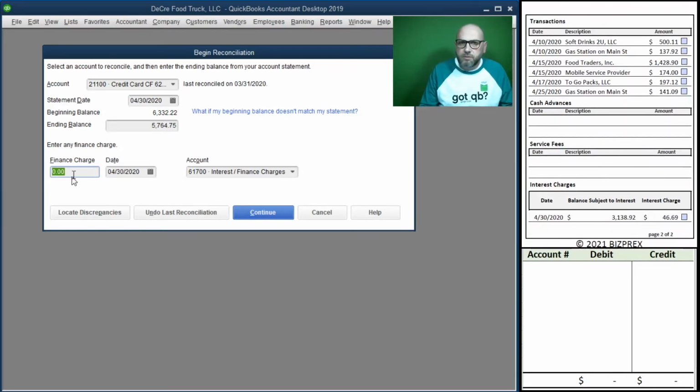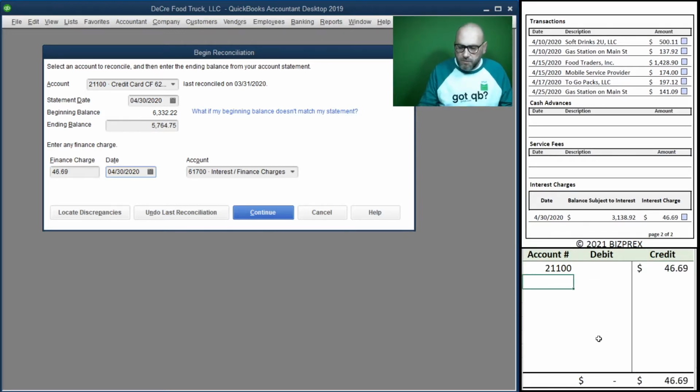Again, please make sure you understand that once you click continue, it will book this entry. So we want to make sure that we understand what's happening behind. The date is correct. Interest and finance charges. Excellent. So what's going on here? Our liability is going up because we are incurring finance charges, and instead of paying them right away, they're being added to our credit card balance, right?